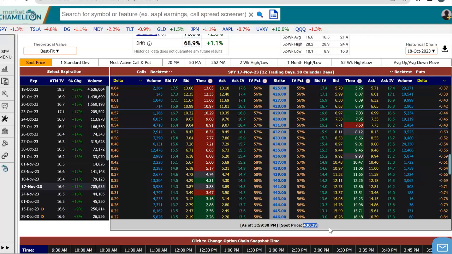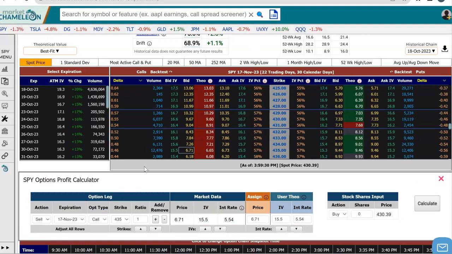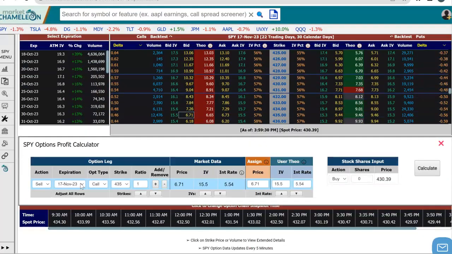Given that outlook, we would want to sell a call because if the stock just sits here, we'll collect that premium. And let's pick a strike that's a little bit above the spot price. I'm going to go up 1%, which in our case, let's say it's the 435 strike. I'm going to click on the bid of that call. And when we do that, you see a ticket come up selling the November 435 call for $6.71.